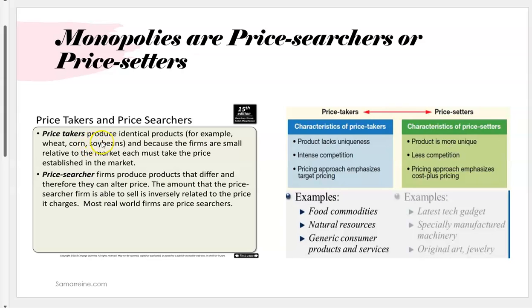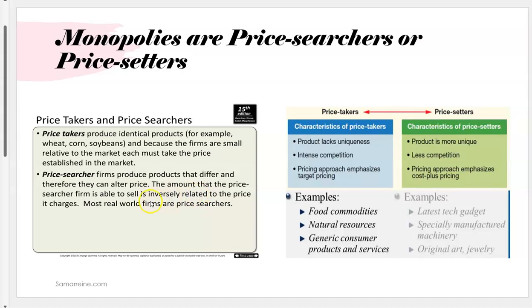Now, a little bit of a reminder. Price takers, they produce what? Identical products. Remember, they're homogeneous, and the reason we have wheat, corn, soybeans is like all wholesale. The firms are small relative to the market. This is why there are many of them. Price searchers. Firms produce products that differ, right? They are slightly differentiated. In this case, they are unique. They're very differentiated because this is a monopoly.